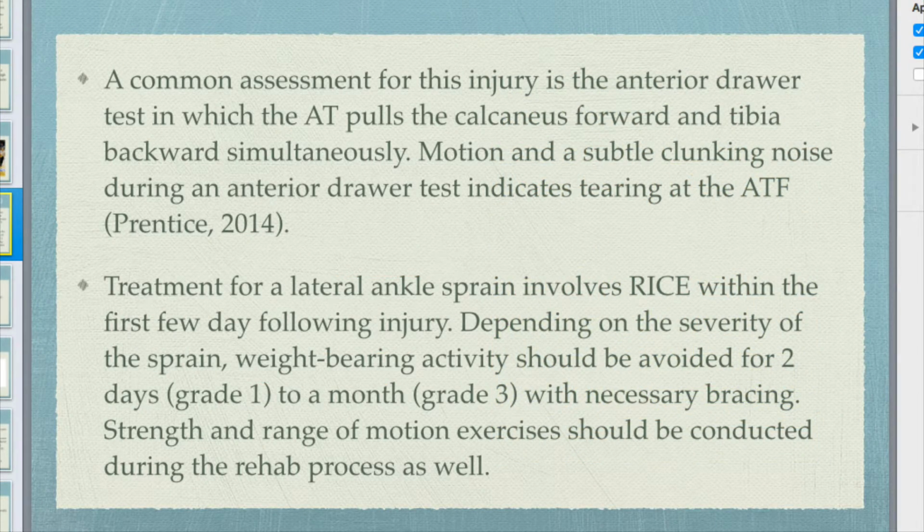To assess this injury, many ATs perform an anterior drawer test, which involves the AT pulling the calcaneus forward and the tibia backwards simultaneously. And with this motion, if there's some extra space and wiggle room and even some subtle clunking noises that happen during this test, that means there is some damage and tearing to the ATF.